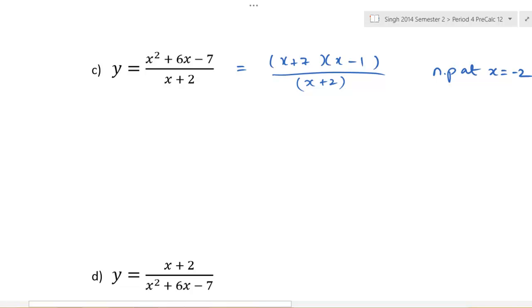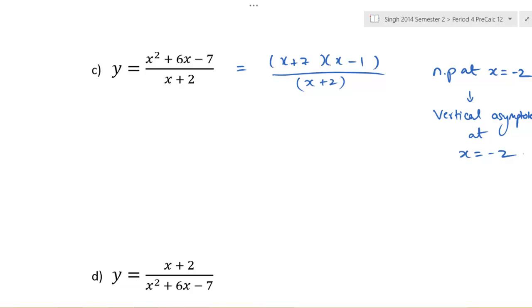Third step, look for common factors. Do we have any common factors? Nope. Which means our non-permissible value represents a vertical asymptote at x equals negative 2. I've got that taken care of. Because there's no common factors, there is not going to be a reduced form of that function.